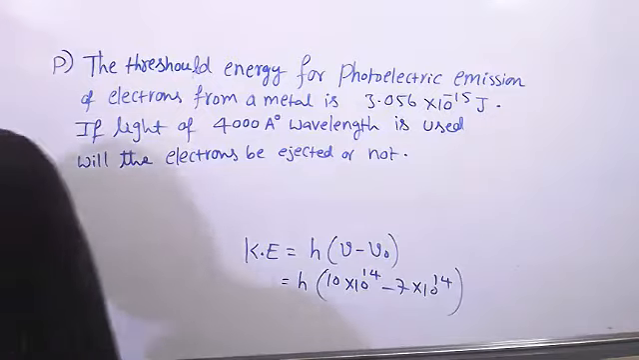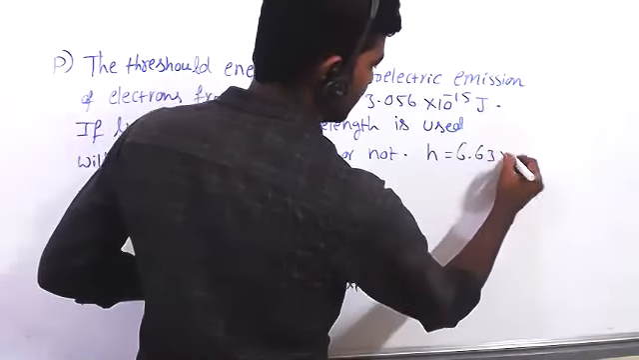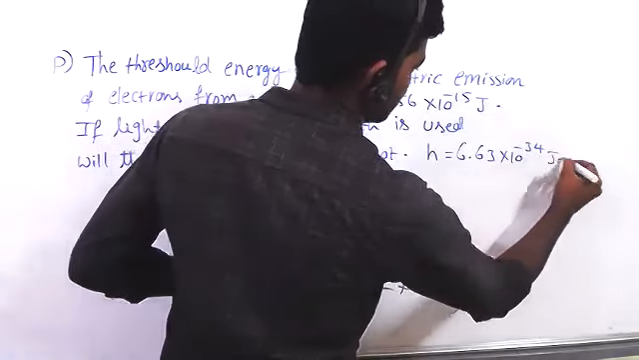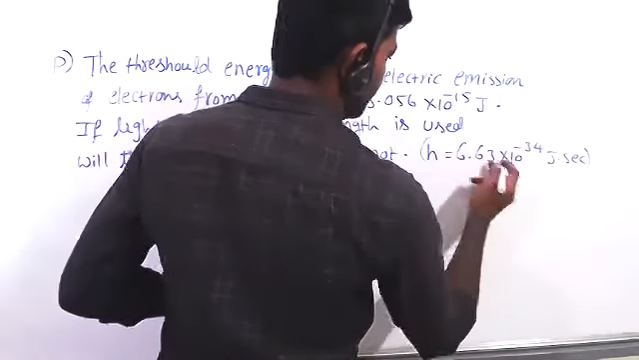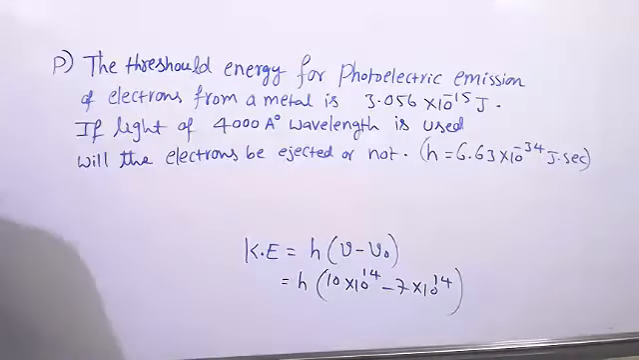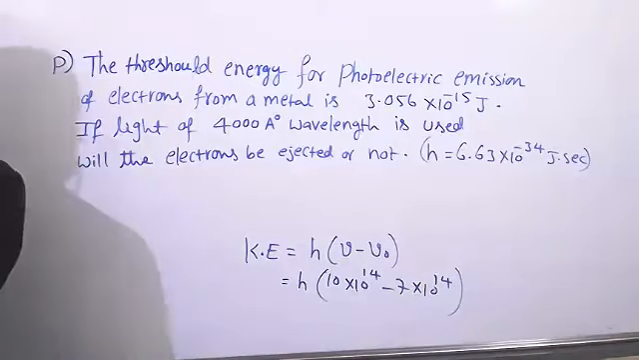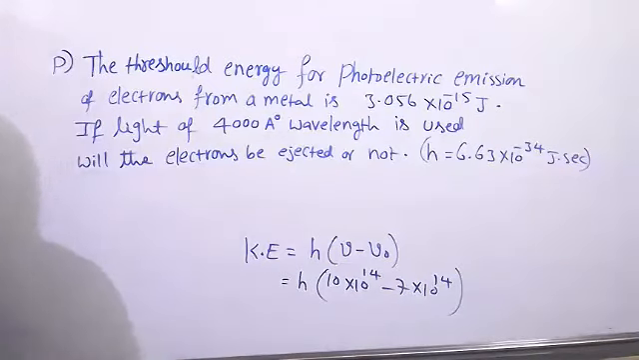So the h value is 6.63 into 10 power minus 34 joule second. No need for 6.626, just take 6.63. So how to solve this? You have to use the third formula. The threshold energy for photoelectric emission of electrons from a metal is 3.056 into 10 power minus 15 joules. If light of 4000 angstrom wavelength is used, will the electrons be ejected or not?